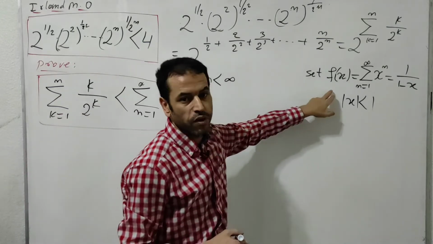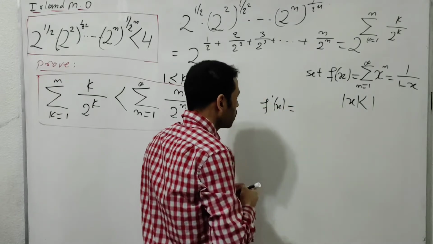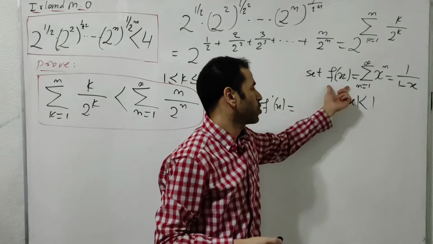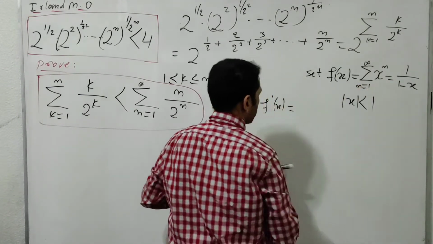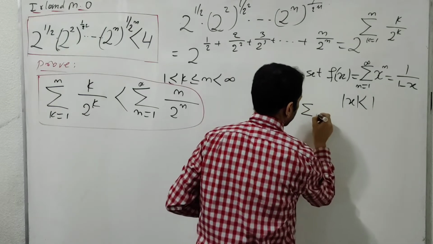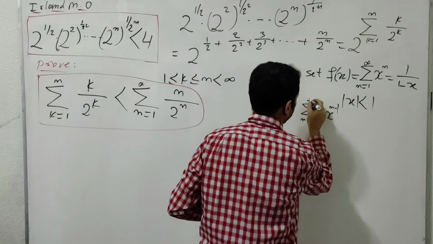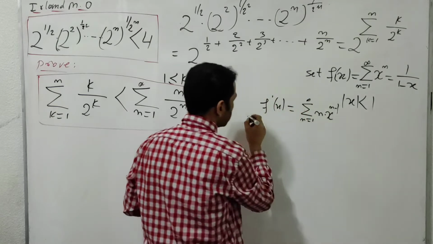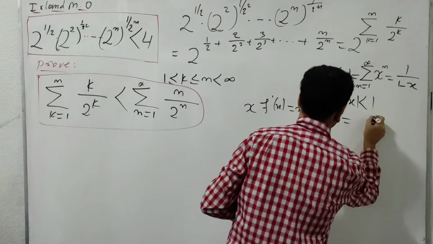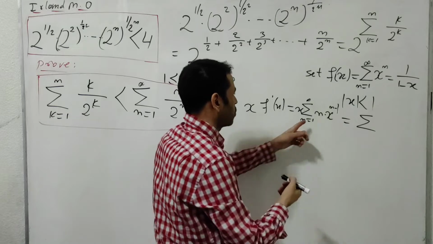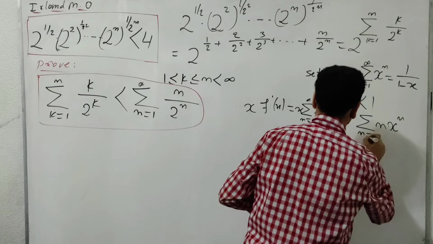Now I'm going to calculate the derivative function of this, f prime of x, in two different ways. First, differentiating the series gives the sum of n multiplied by x^(n-1), as n goes from 1 to infinity. I'm going to multiply by x on both sides, taking the x inside the sum, which gives n x^n, as n goes from 1 to infinity.